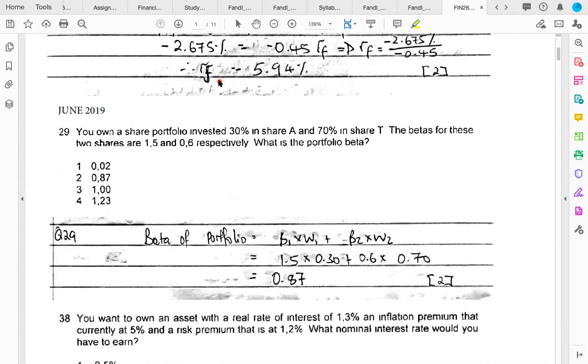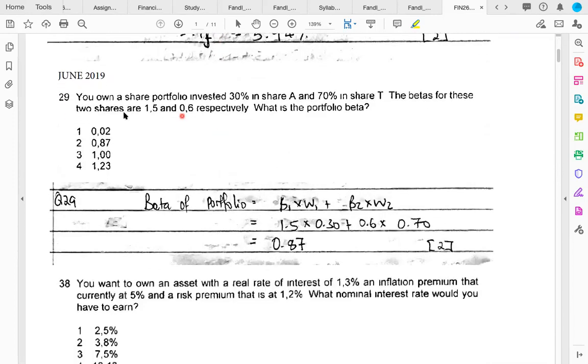The next part of the homework, sorry, was June 2019. I asked you to look at number 29. This says you own a share portfolio invested 30% in share A and 70% in share T. The betas for these two shares are 1.5 and 0.6 respectively. What is the portfolio beta? So we've been given the betas for two shares, right? Including their weights, and we're asked to get the beta of the portfolio. It's a very simple one, this one.